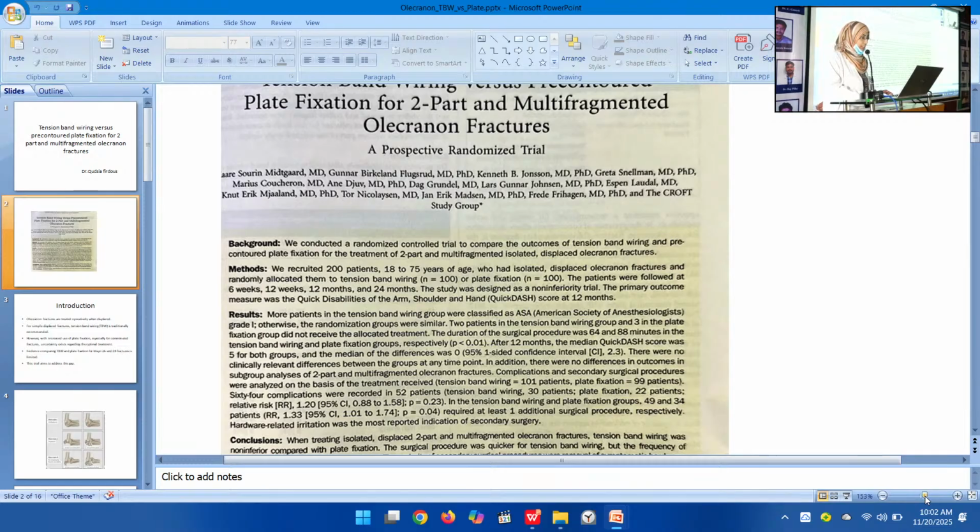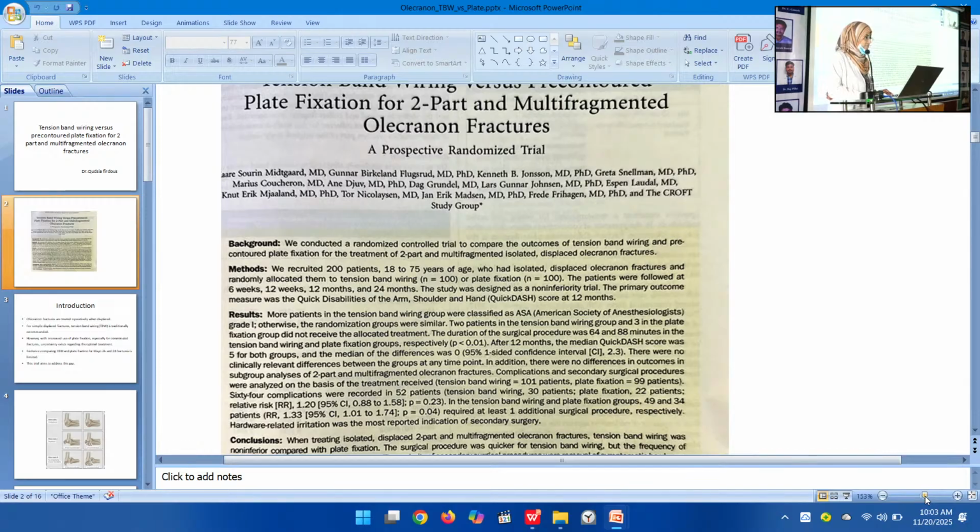This study was designed as a non-inferiority trial, and the outcome was measured with the help of the QuickDASH, the disabilities of the arm, shoulder and hand score, at 12 months. Non-inferiority trial, sir: tension band wiring is not inferior to plating. What is the time duration they have taken? From December 2017 to August 2019, sir. So which gave better functional outcome, TBW or plating? Both are the same. They have said it is the same for both.